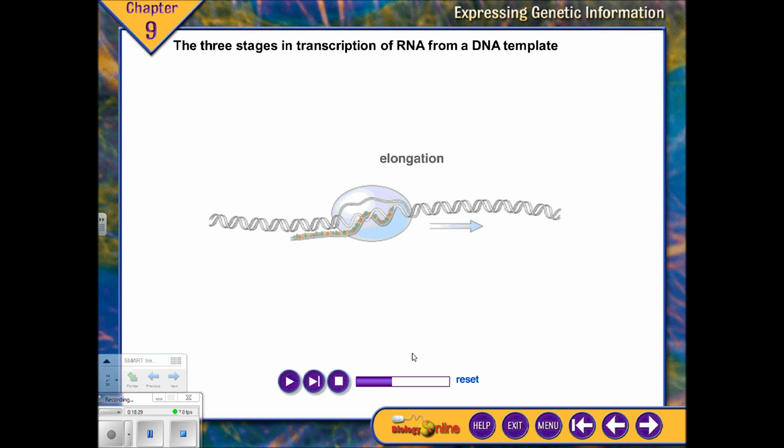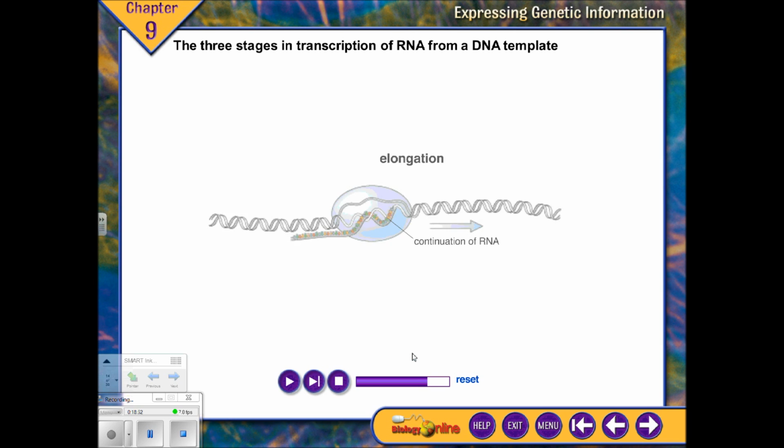The second stage is elongation of the RNA. RNA polymerase partially unwinds the DNA, exposing the coding strand of the gene. The enzyme moves along the DNA away from the promoter site as it builds an RNA molecule. A single complementary strand of RNA, called a primary transcript, is made.